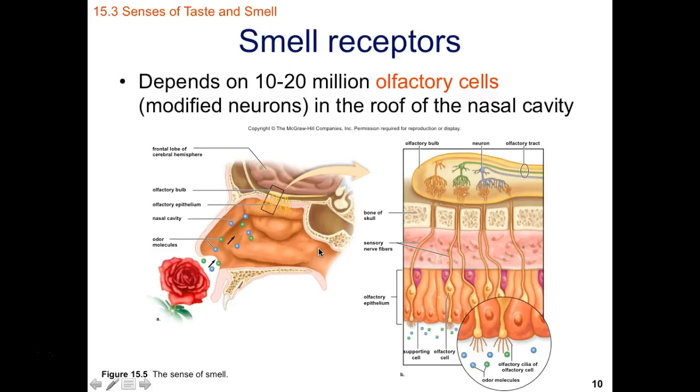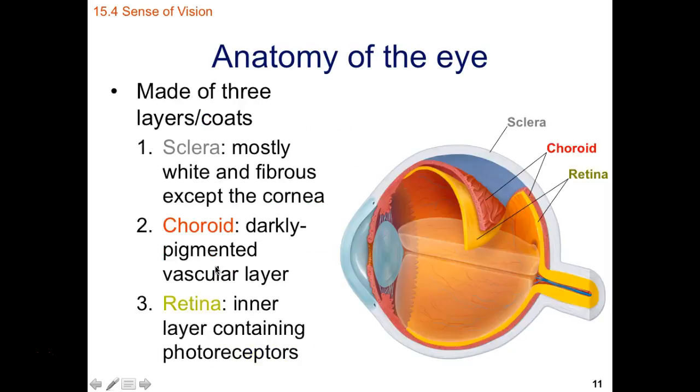Oh, and my slide is not advancing for some reason. Let's try this. Oh, now it went too far.